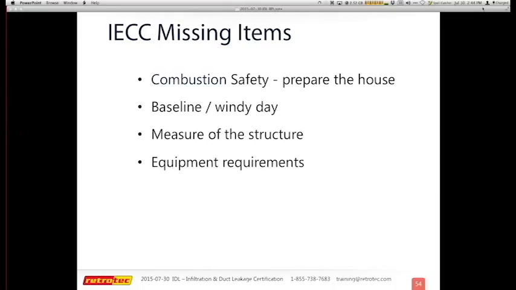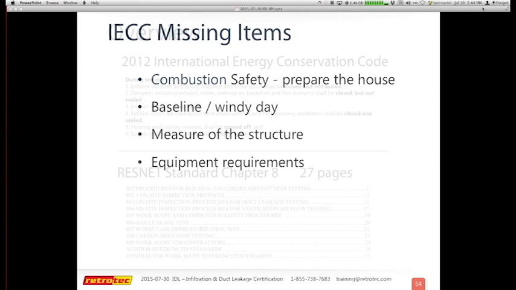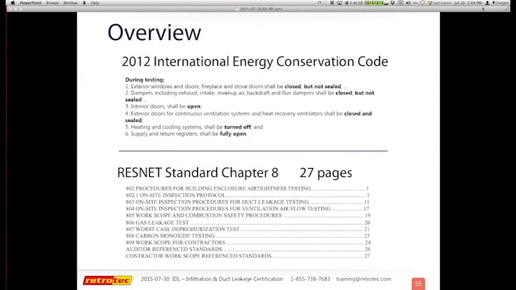So you do have to do a baseline. They give you the measurement of the structure. We are actually working on trying to come up with a better math study course for that. But in general, you need to be able to understand how to measure the structure. And equipment requirements are just making sure that your equipment is in certification and in compliance, which is part of the IDL requirements.